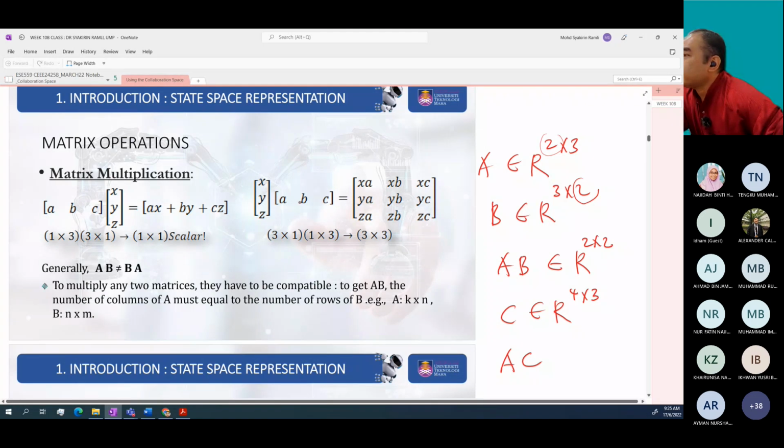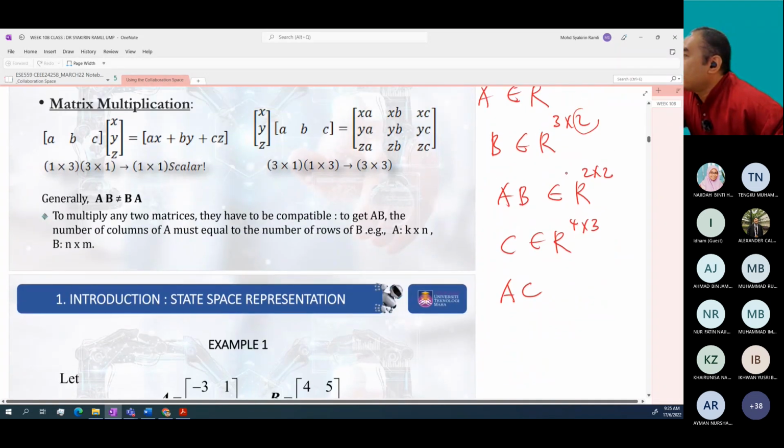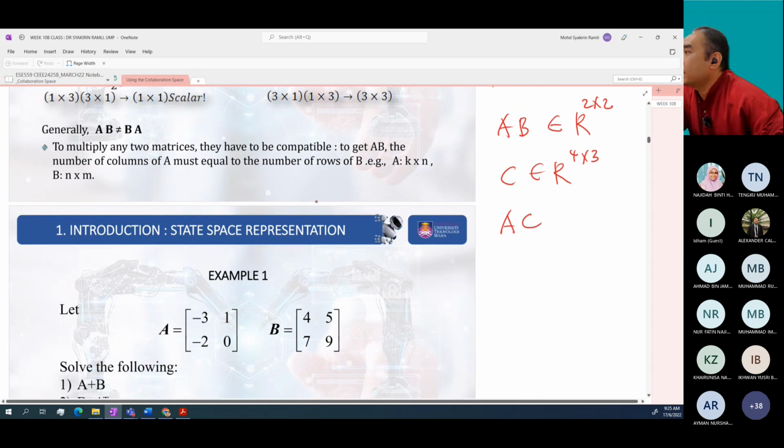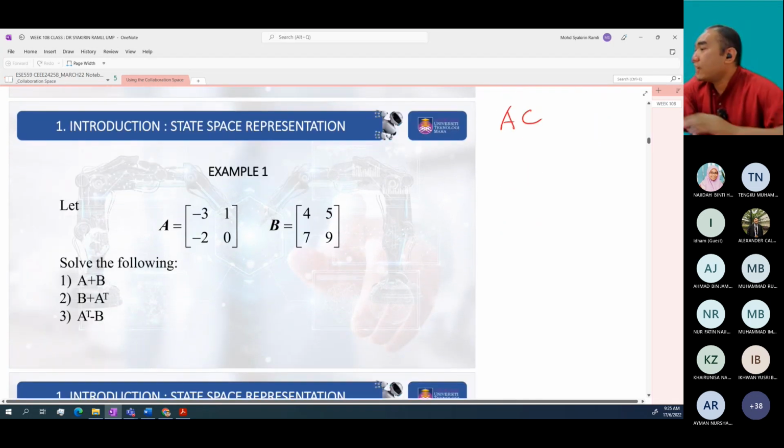Baik. You faham ke set ni? Faham, sir? Alright, good. Okay, R tu maksudnya apa? Real vector kan? Real punya vector. Real matrix. A set of real vector, set of real matrix. Alright, let's take a look at this example.